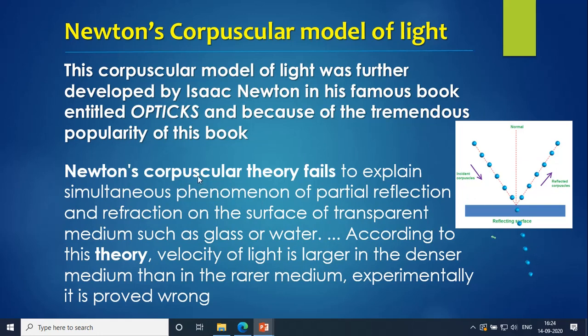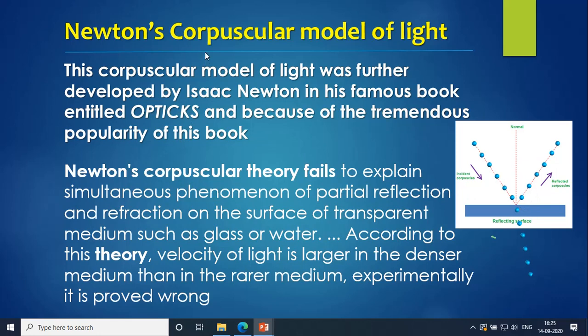And also the most important thing is that the Newton corpuscular model fails to explain the simultaneous phenomena of reflection and refraction. For example, if this is a surface, this surface is partially reflecting and partially refracting. Suppose light in the form of these elastic particles hits the surface, a part of light is absorbed and enters into the denser medium, and the remaining part of light is reflected back into the same medium. So this is called a simultaneous process of reflection and refraction.